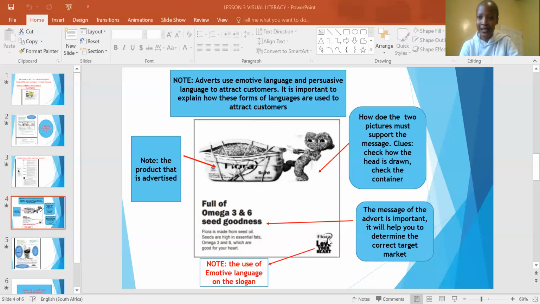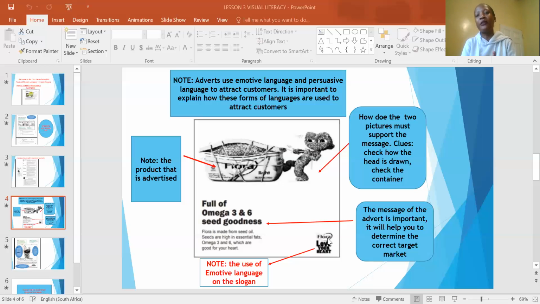Now, before I end the segment, there's one question. It's usually the last question of question three, where the examiner will ask you an open-ended question, whether the advert was effective or not, and they will say, explain or substantiate your answer. Most learners are unable to do justice to such questions, and I'm here to help you.